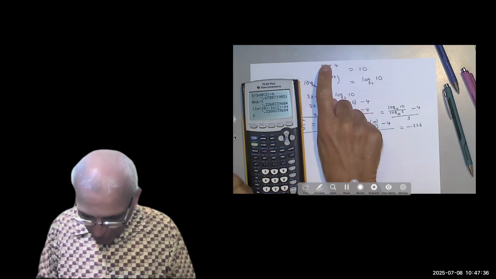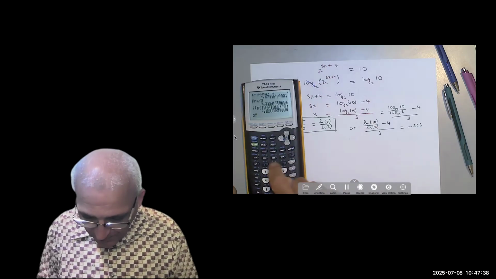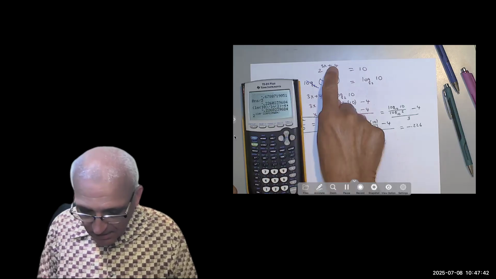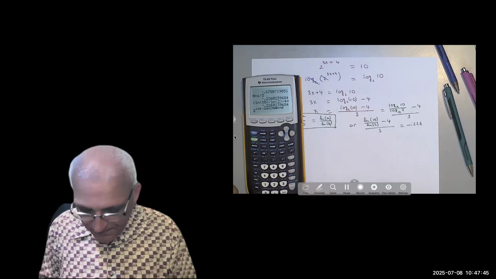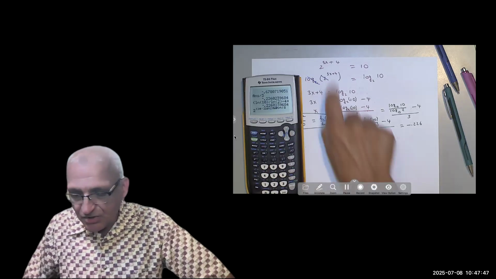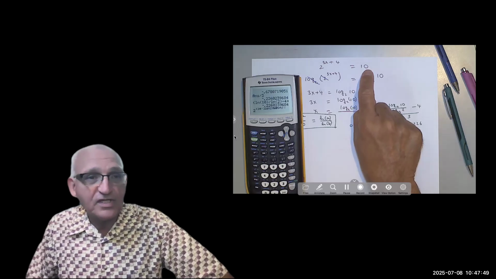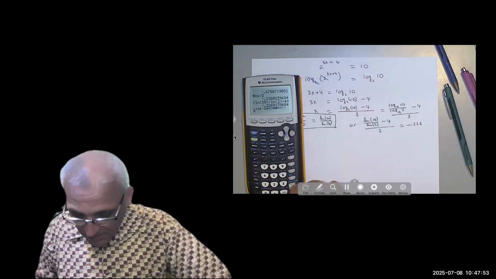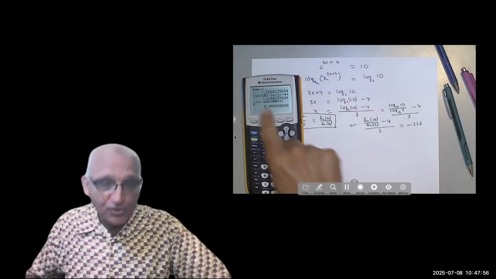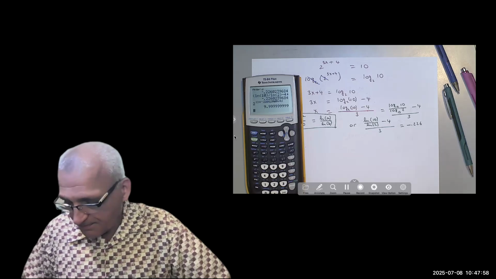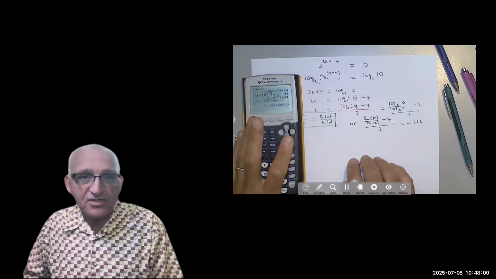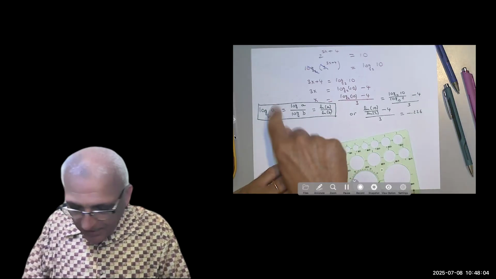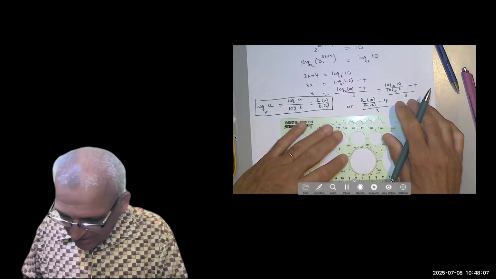Now if I take 2 raised to the power of 3 times that plus 4, what do you expect to get? I should get a number very close to 10, probably because of approximation. Yeah, 9.9999, which is 10. So that's how you check your answer to see that we didn't have any error. And that's a very powerful law that you really need.